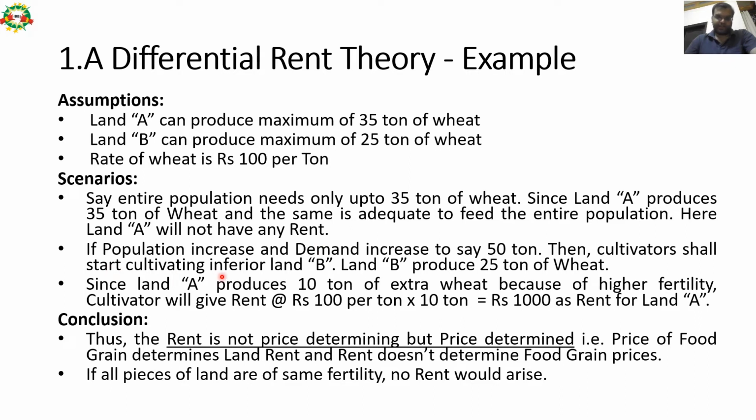If population increases and demand for wheat also increases to, say, 50 ton, then cultivators shall start cultivating inferior land, which is land B. Land B can produce up to 25 ton of wheat, so 15 ton of wheat will be produced from land B. Since land A produces 10 tons of extra wheat because of higher fertility, cultivators will give rent at the rate of rupees 100 per ton, which is the rate of the wheat, for the 10 tons of excess wheat which land A can produce over land B. Thus, rupees 1000 as rent for land A.